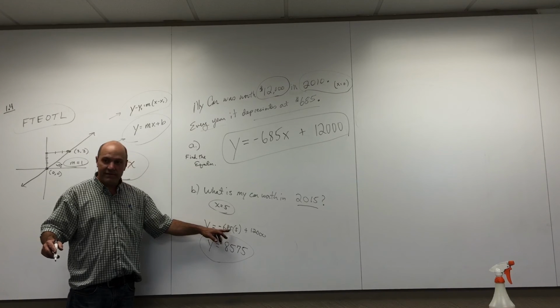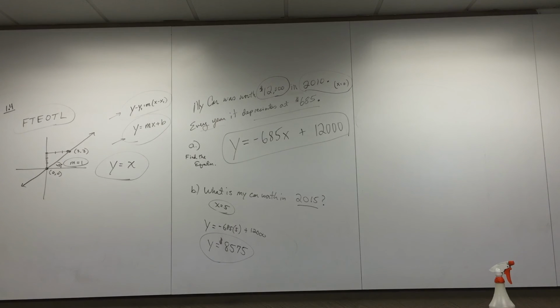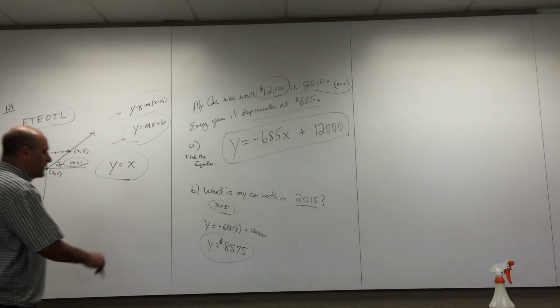I don't know either. Because the negative number is smaller. Okay, so negative 685 times 5. Oh wait, you did 1,200. You need one more 0 there. That's what you did. Yeah, that's what you get. Cool.